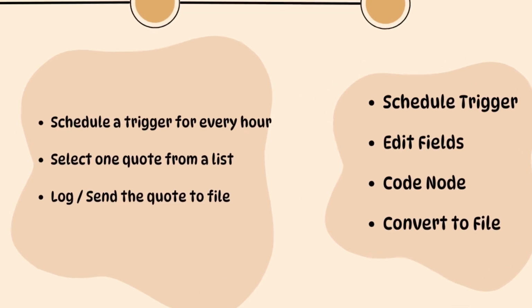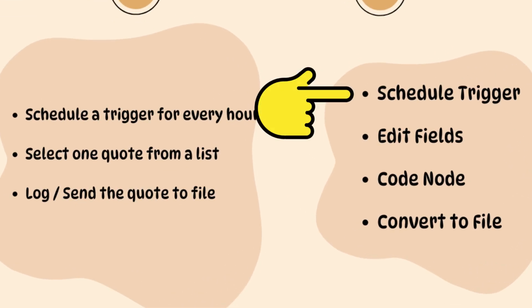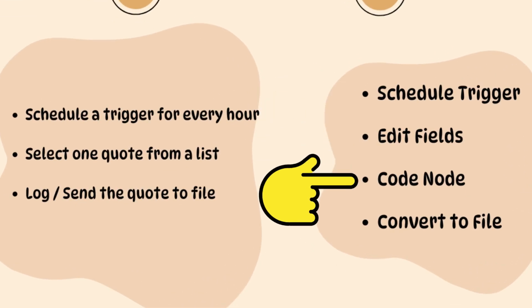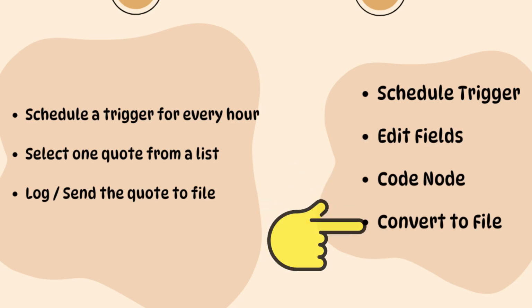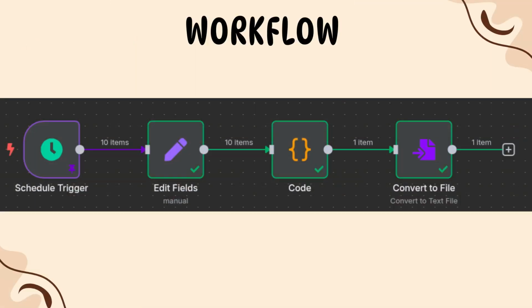This flow uses just 4 nodes: schedule trigger, edit fields, code node, and finally convert to file. Simple and effective. Here's how the final flow will look. Let's learn as we build it.